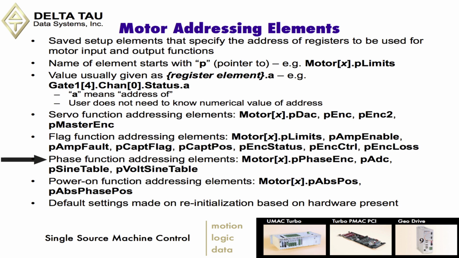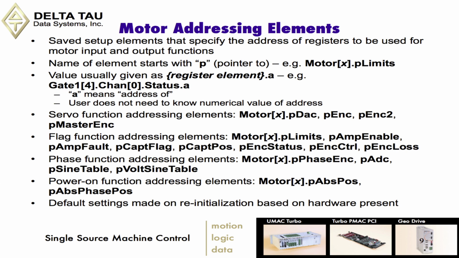Phase function addressing elements. So there's Motor[x].PhaseEnc, pPhaseEnc, pAdc, pSinTable, pVoltSinTable for some of the features that you would need in commutation. If you have power-on absolute position elements, you have pAbsPause for your power-on absolute position and pAbsPhase, pAbsPhasePause for the absolute power-on phase position.